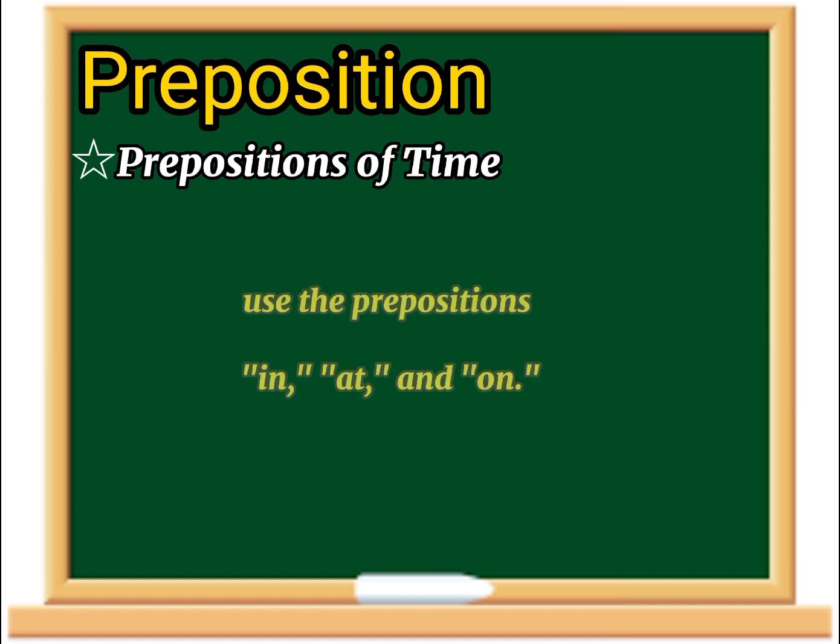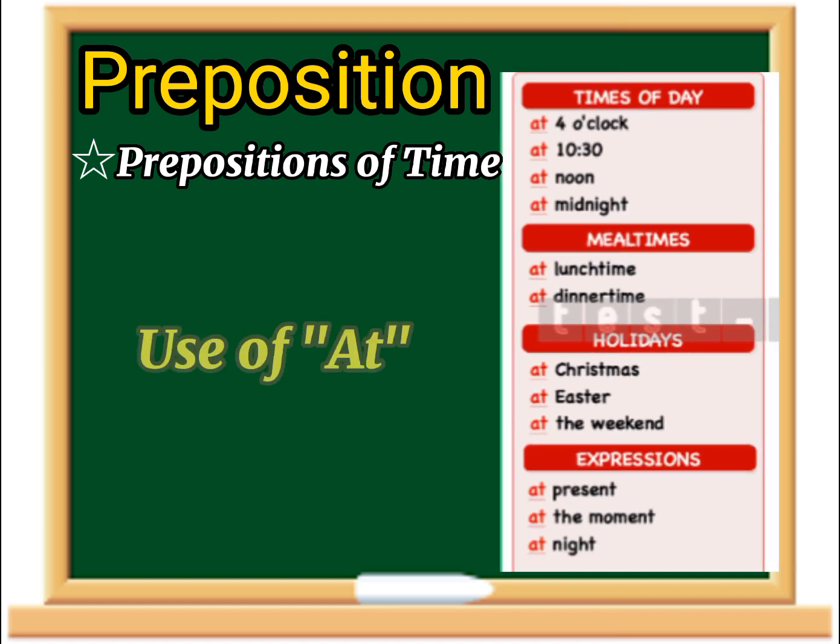Now we will see preposition of time. To refer to the one point of time, use the prepositions in, at, and on. See, where do we use preposition of time at? It's used for the times of the day, at 4 o'clock, for meal times, at lunchtime, for holidays, at Christmas, for expressions, at present, at the moment.